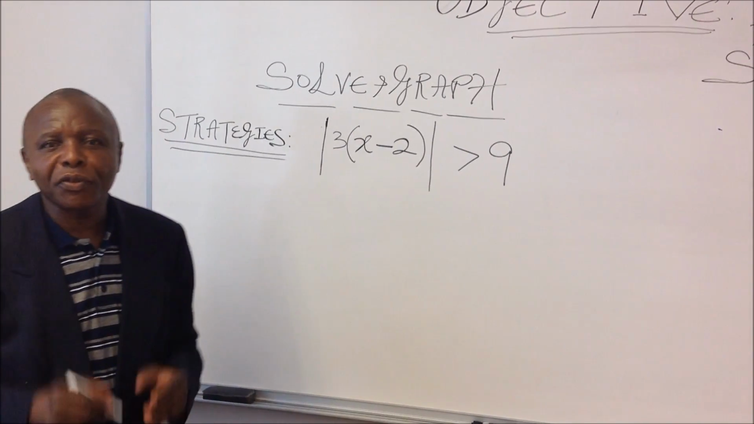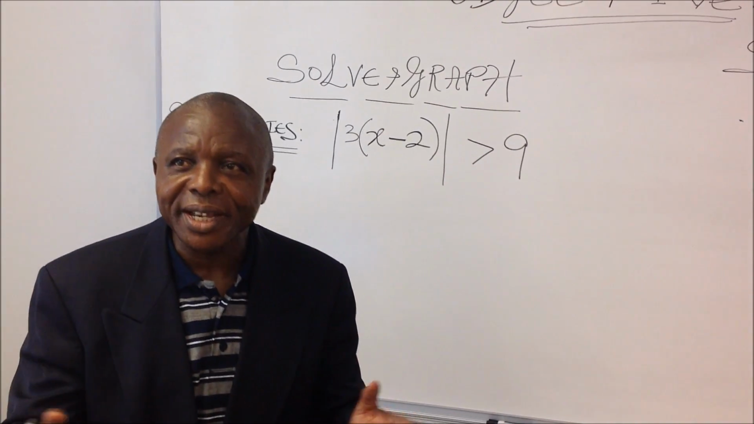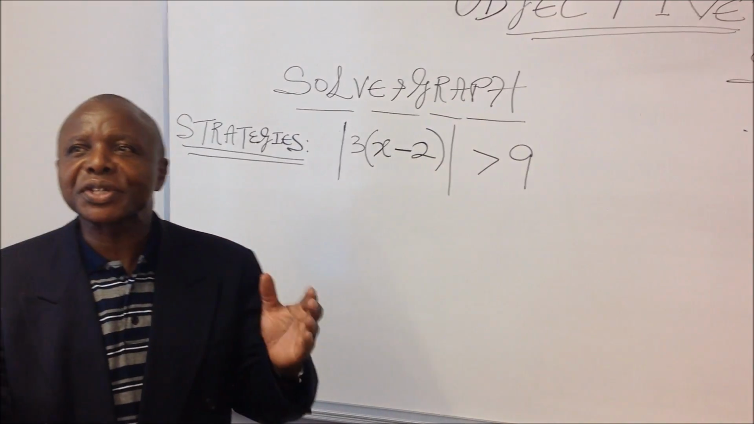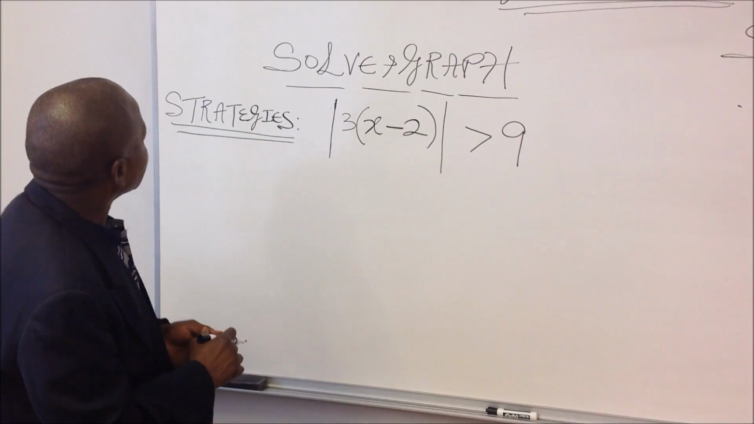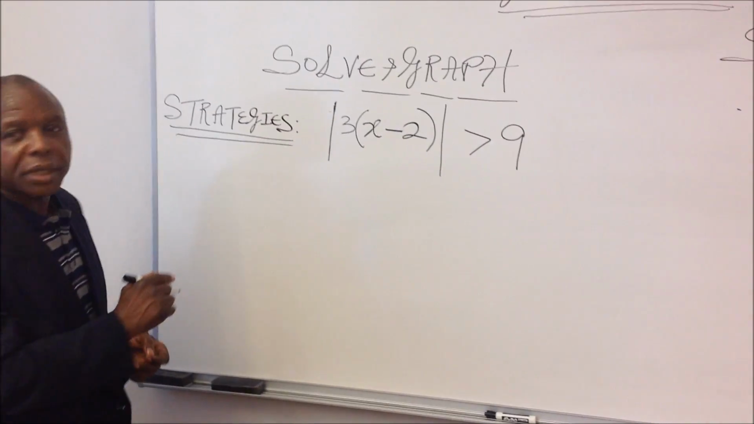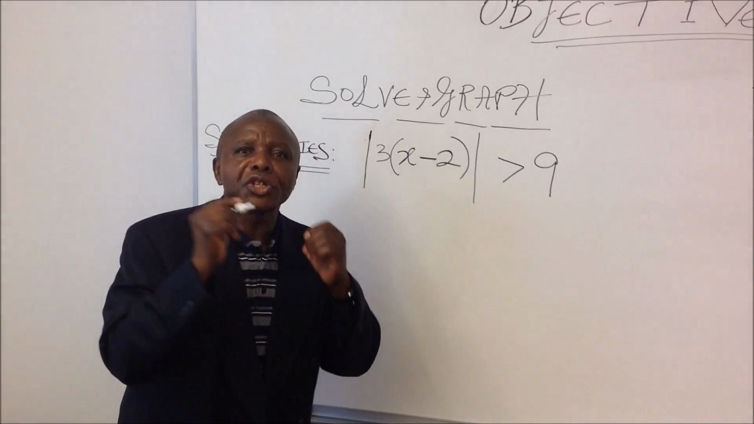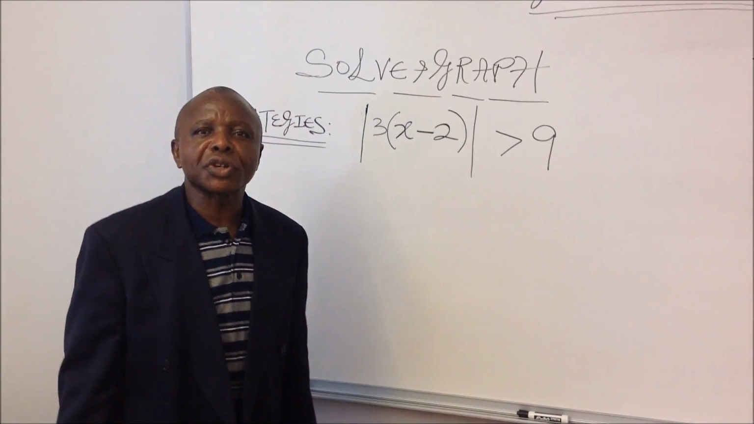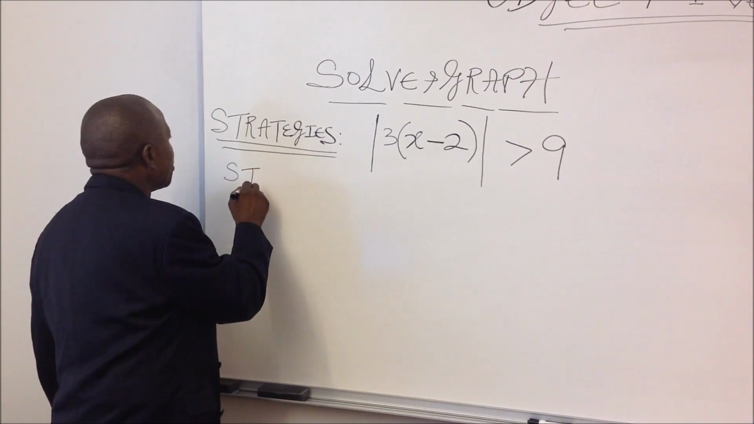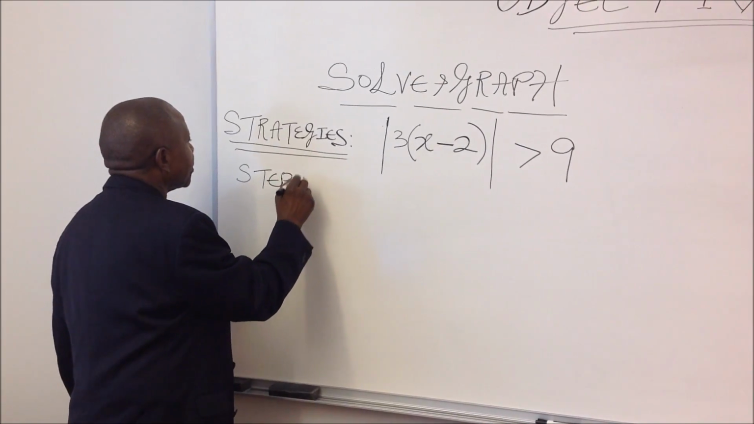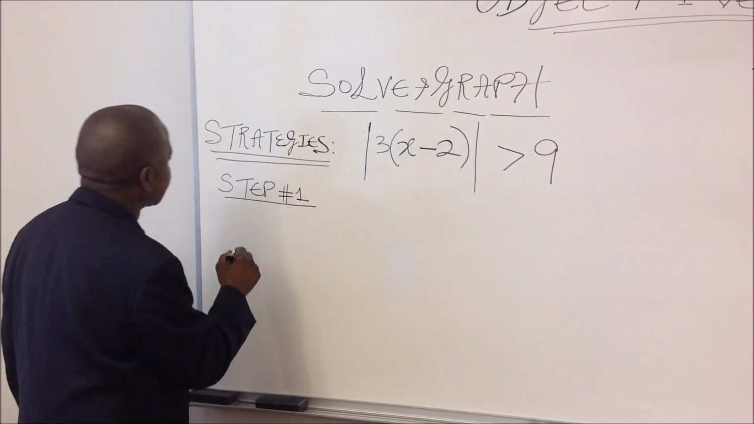So what will be our first step in this strategic problem solving process? Well, let us see. Our first step will be to use what we call the distributive property. Step number 1: use the distributive property.